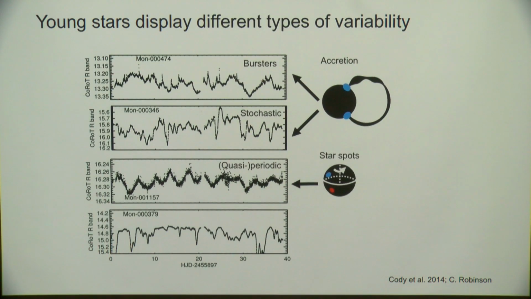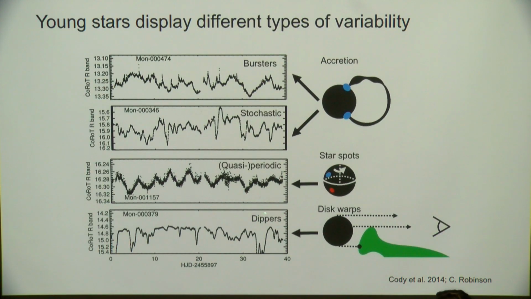light curves. They also found quasi-periodic variability in the light curves, which they explain with star spots, either cold spots or hot spots rotating with the star's rotational period. And then there are also these dippers, where there are big dips in the optical, which is most likely due to extinction by circumstellar disk material, and most likely disk warps. So I'll be focusing mostly on bursters because we followed up in detail one object that we think is a burster. And so talking more about accretion variability here.